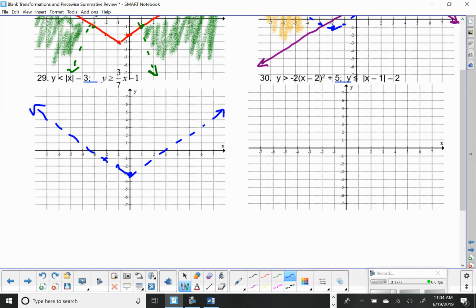Okay. The next one is just a line. Notice this isn't a parabola. This is just a line. This should cause no one heartburn. Y-intercept of -1, slope of 3/7, up 3, to the right 7. Okay. Or you could go down 3 and to the left 7. And this is going to be solid.